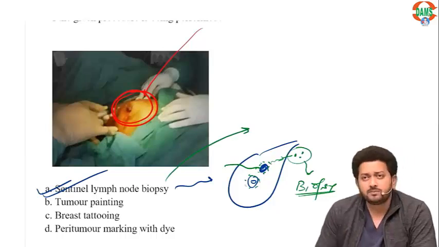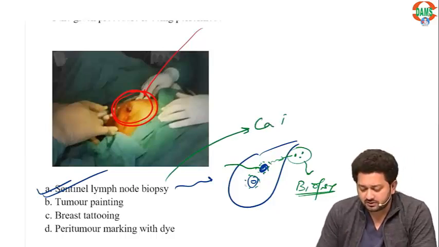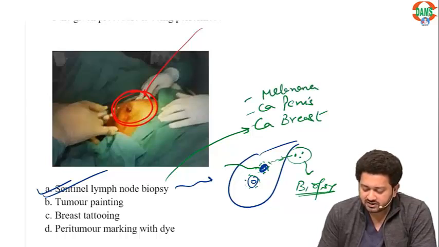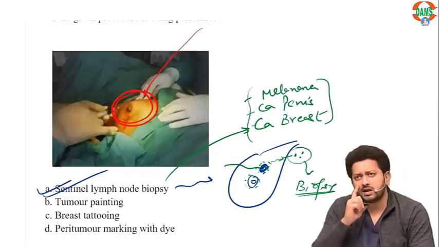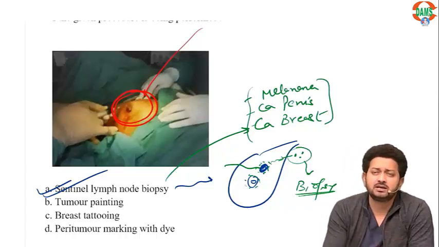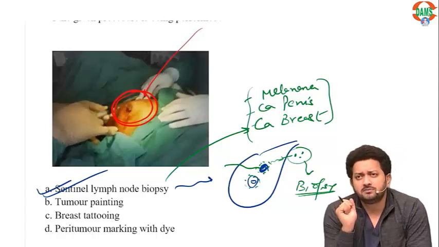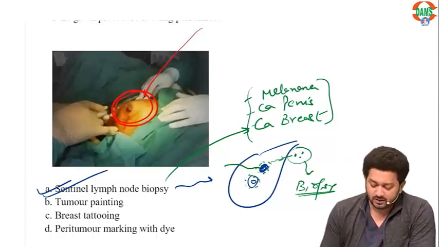Sentinel lymph node biopsy has a proven role in carcinoma breast, in carcinoma penis, and in melanoma. So in these tumors it is very frequently done. There are other malignancies also in which these days people are doing sentinel lymph node biopsy, but these are the common tumors in which it is done.